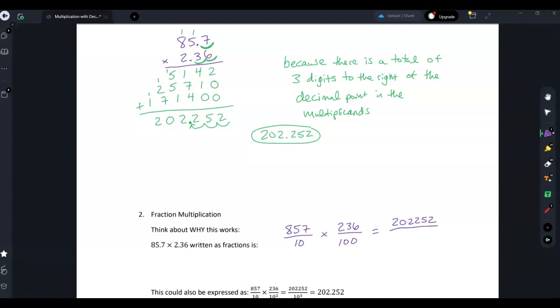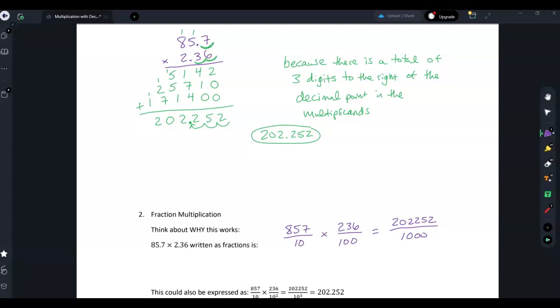And then there's, remember, shortcuts for multiplying by powers of 10 where we just attach zeros. So 10 times 100 would be 1,000, right? 10, and then attach these 2 zeros. And so you really get 202,252 over 1,000. And that's 202,252 thousandths.